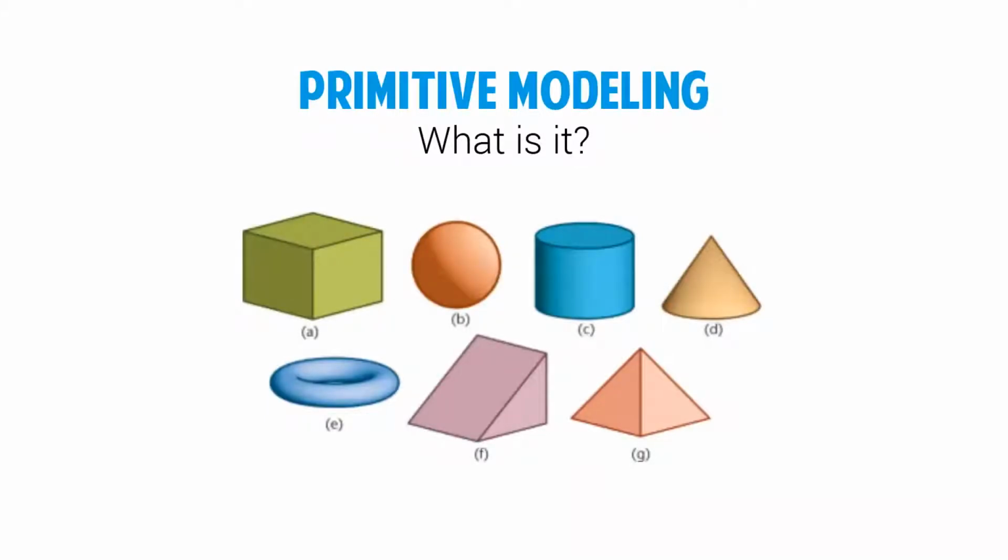All right, primitive modeling. So what is it? Basically, it's using these geometric shapes: the cube, the sphere, the cylinder, the cone, the torus, which is the donut shape, wedges, or a prism, which F technically is a prism, and so is C. They're both prisms. And then the pyramid, which has some other special shapes that are compounded beyond these.